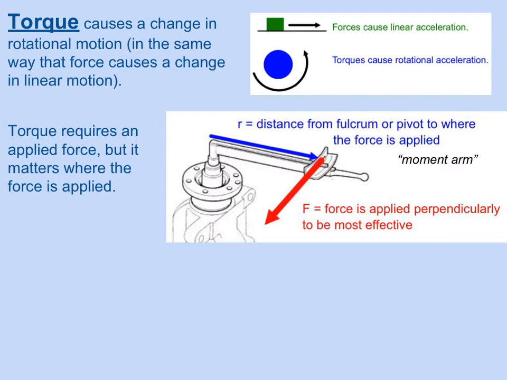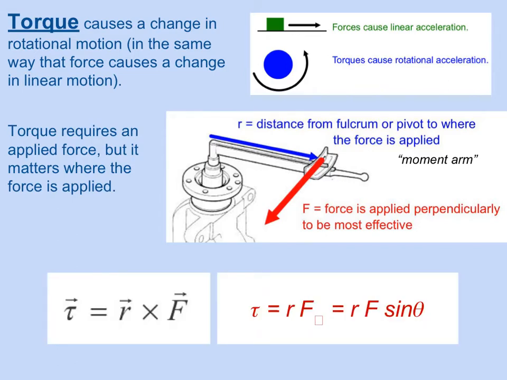When we think about the calculation of torque, we pay attention to, again, where that force is being applied. The term R is used to represent the distance from the fulcrum or the pivot, so wherever the rotation is about, and then the force, of course, is F. Now, it's not just the amount of force and where it's applied, it also involves the angle between those two things. So the official formula for torque is written like this.